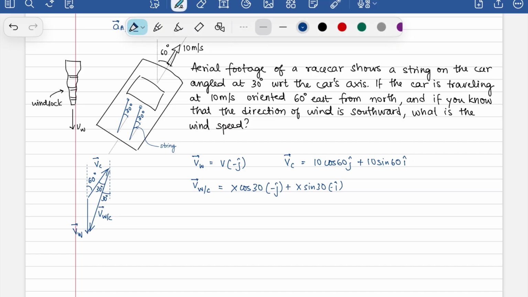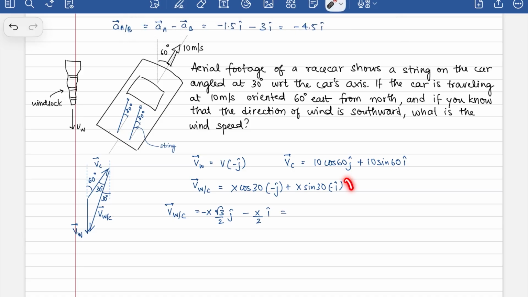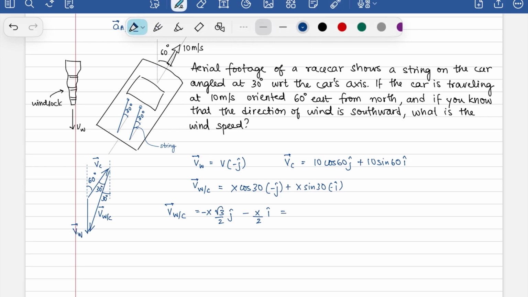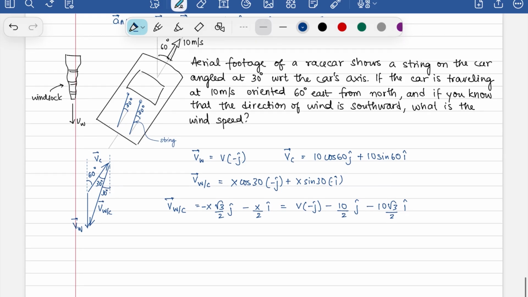So if we were to now write the relations, we have that the velocity of wind with respect to car is x cos 30, which is x root 3 by 2 minus j hat, so this much, minus x sine 30, that's x by 2 i hat. So I just wrote this down, is equal to the velocity of the wind minus the velocity of the car. So that is v minus j hat minus 10 cos 60, which is 10 by 2 j hat, minus 10 sine 60, that's 10 root 3 by 2 i hat.